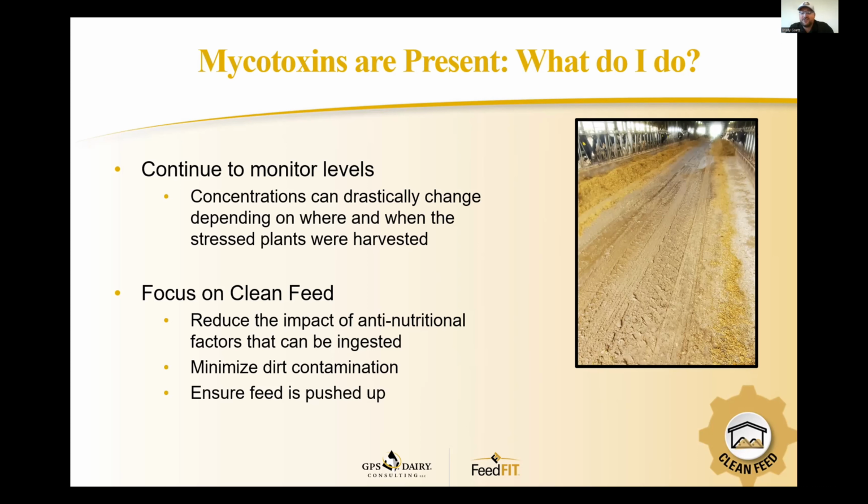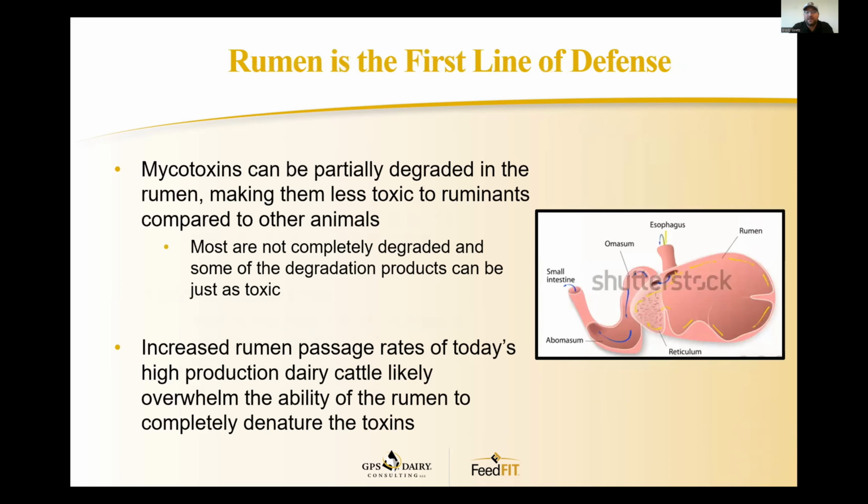Minimize that contamination and make sure that we have feed pushed up. And the rumen really is the first line of defense for mycotoxins. Mycotoxins in monogastrics are more severe because they don't have a rumen to detoxify those. So this rumen can detoxify and make them less toxic to ruminants. However, there are some cases, like for example zearalenone, where when it degrades zearalenone, it becomes more toxic. So while the rumen is a line of defense, it also can create some issues.